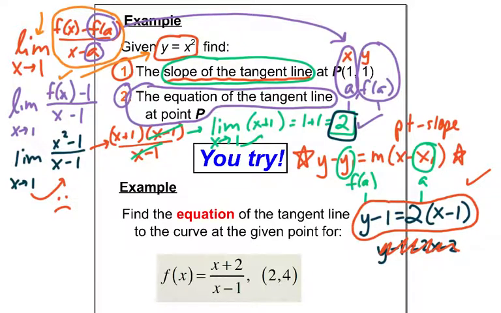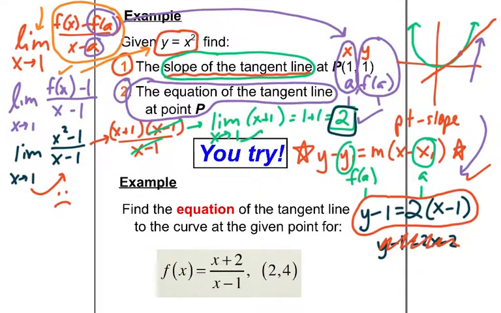Wow, that's a big step, folks. Look what you did. You found the slope of the tangent line, and you found the actual equation of that tangent line. So what you did is, if this is your y equals x squared, and this is your point at 1 comma 1, you found the slope of this tangent line, which is 2. And then you actually found the equation of that tangent line, which is right down here. That's a huge step. Good for you guys.